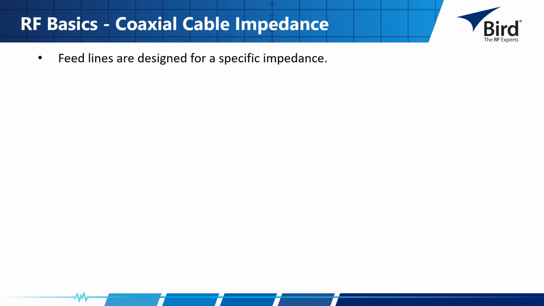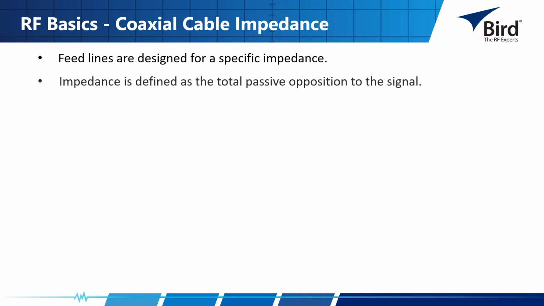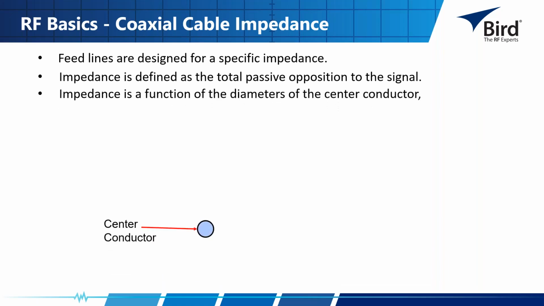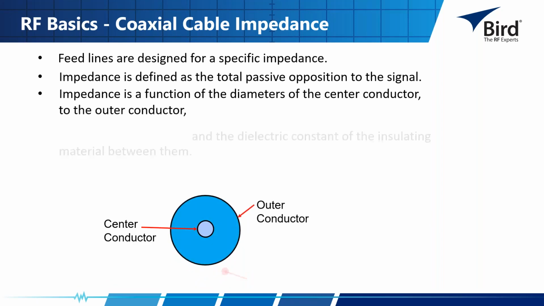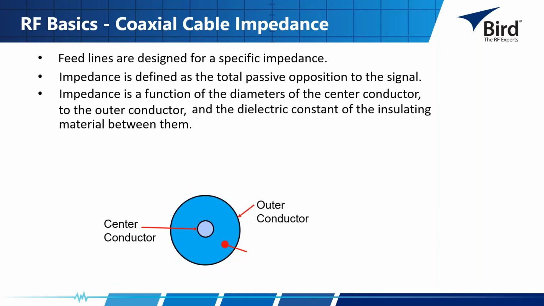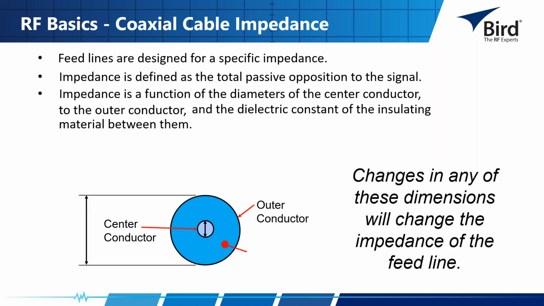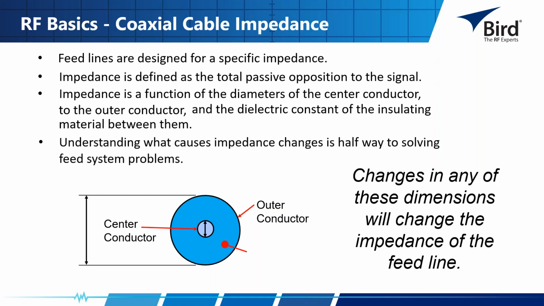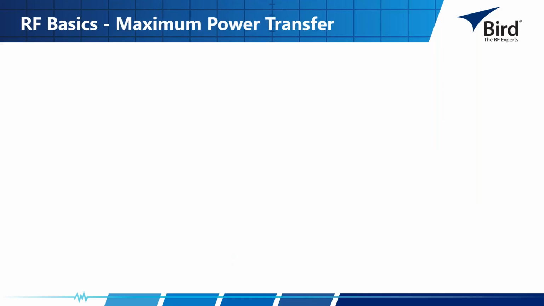Feed lines are designed for a specific impedance. Impedance is defined as the total passive opposition to the signal. Impedance is a function of the diameters of the center conductor to the outer conductor and the dielectric constant of the insulating material between them. Changes in any of these dimensions will change the impedance of the feed line. And understanding what causes impedance changes is halfway to solving feed system problems.